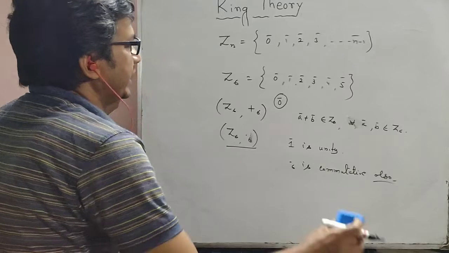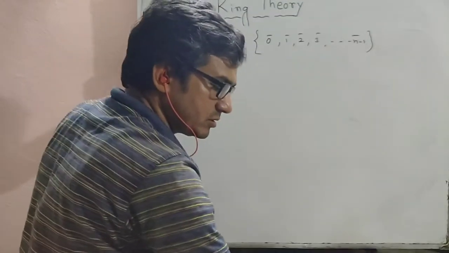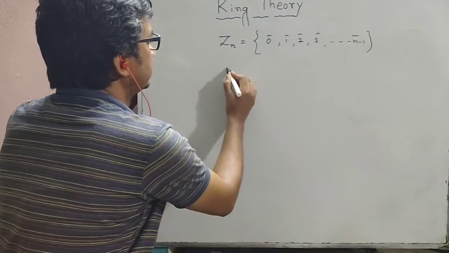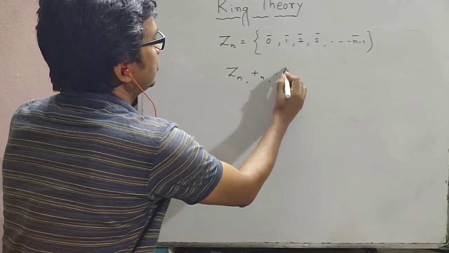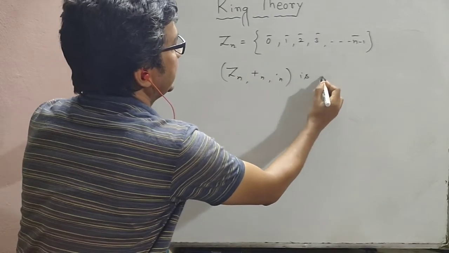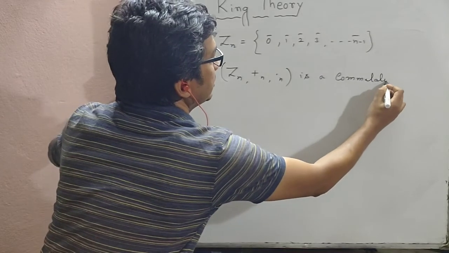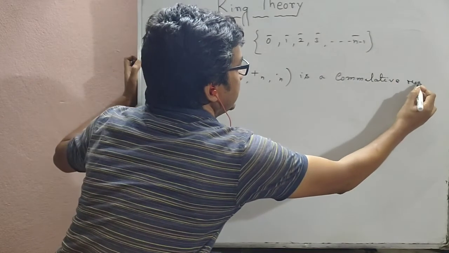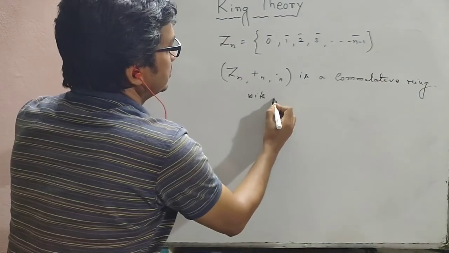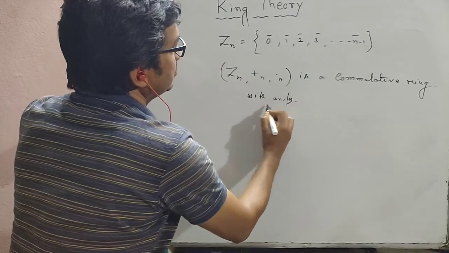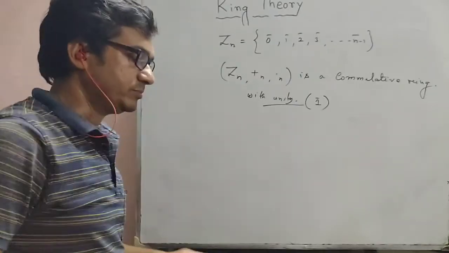Similarly, we say that Zn with plus n and dot n is a commutative ring with unity, the class 1.